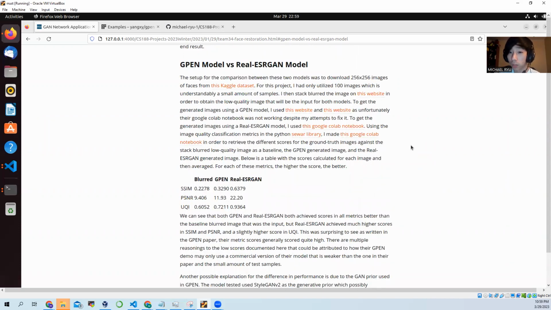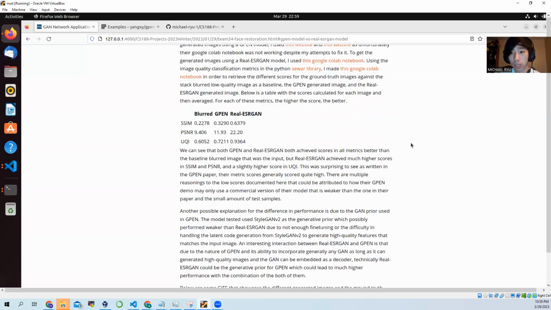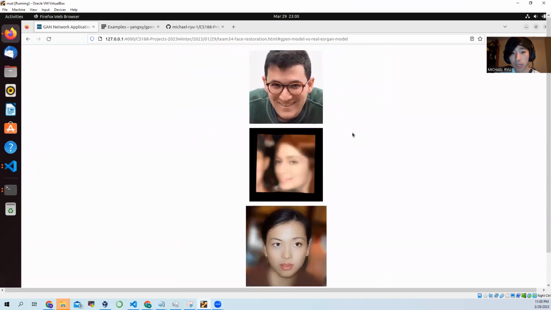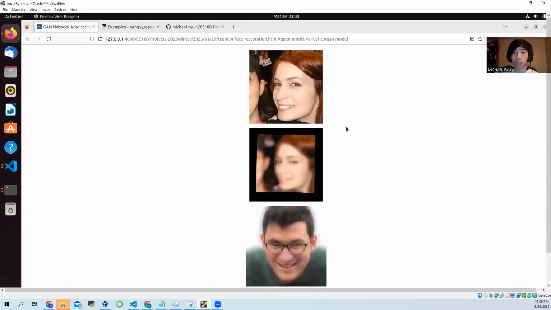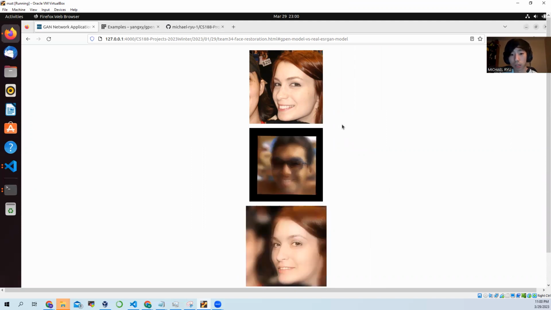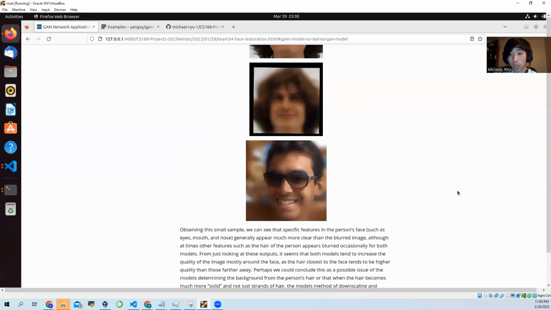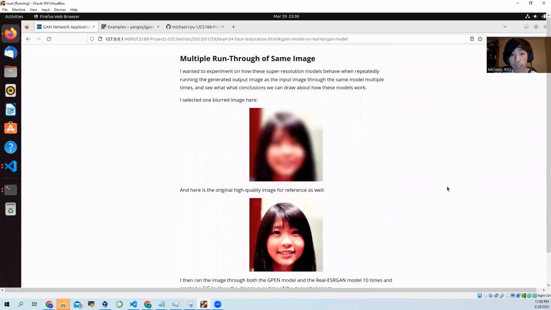Then I talked about the GPEN model versus the Real-ESRGAN model. I've taken both of the outputs from these models, put them through different image quality assessment metrics, such as SSIM and PSNR, which stands for peak signal to noise ratio, and compared the two as to why there's a discrepancy between the different scores they got. I also put in 3 GIFs here of the different outputs. Here, the top is the ground truth, then it's the GPEN output, and then below it is the Real-ESRGAN output.